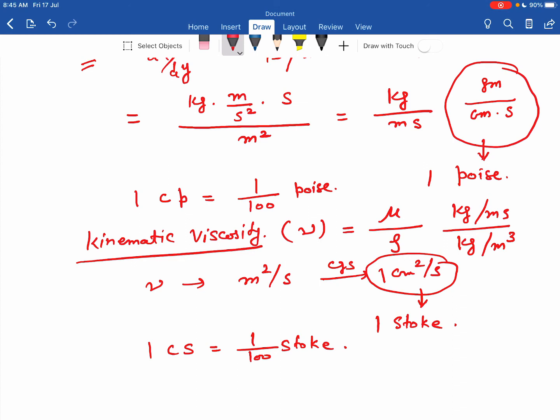Okay, so these are some properties of fluids. We have 2 or 3 more properties that we will discuss in the next class.